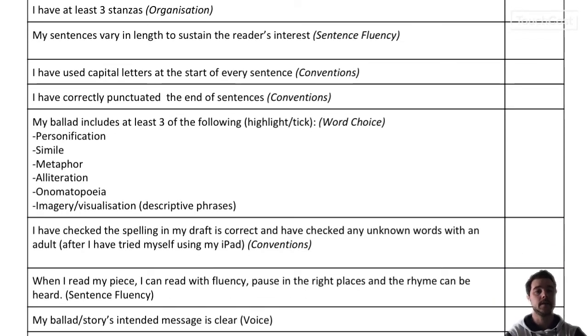Now we've talked about this a bit too, the language you're using, and this is a key word choice. My ballad includes at least 3 of the following: personification, simile, metaphor, alliteration, onomatopoeia, and descriptive phrases to create imagery or visualization. So as you go through, we want you to highlight and tick. So if you've got 2 examples of personification, give it 2 ticks. At least 3. Poetry is all about creating an image for our reader in their mind. It's all about this kind of language. And it's going to create your mood as well. We're going to talk about voice in a minute quickly.